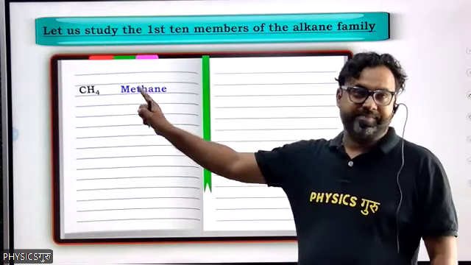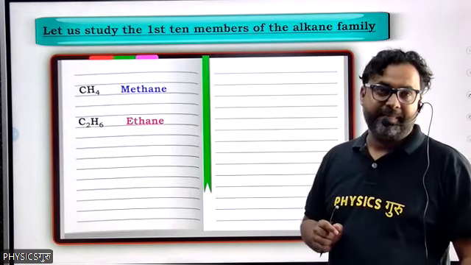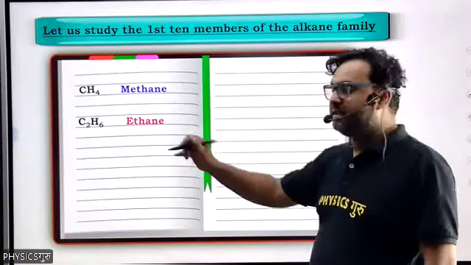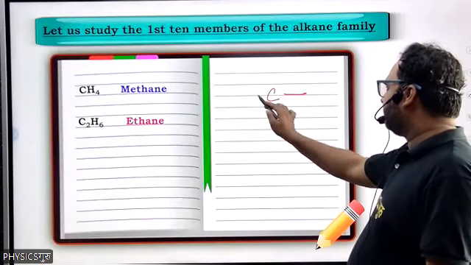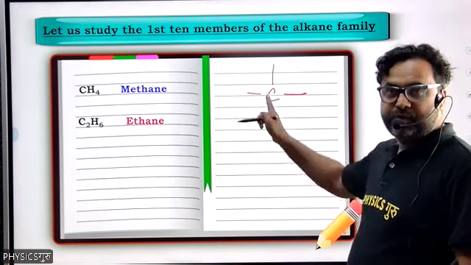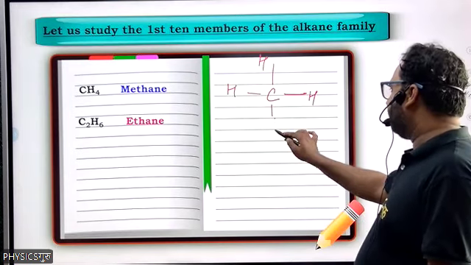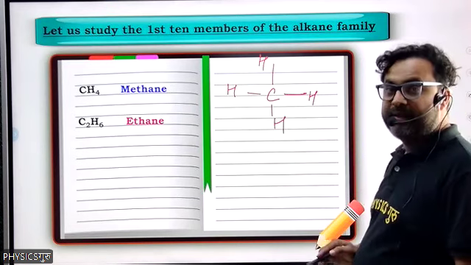So, first 10 members of alkane family. The first one is CH4, that is called methane. Then you have C2H6, ethane. If I want to draw the structure of methane, we have a single carbon. You need to draw 4 bonds. Each bond has a hydrogen attached to it. So this is CH4.